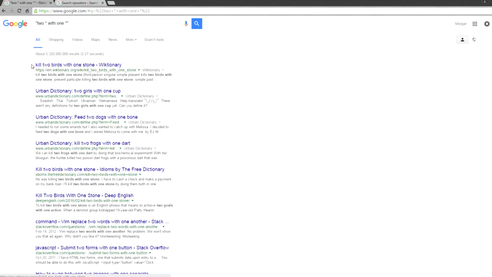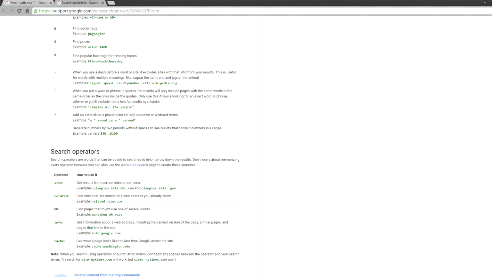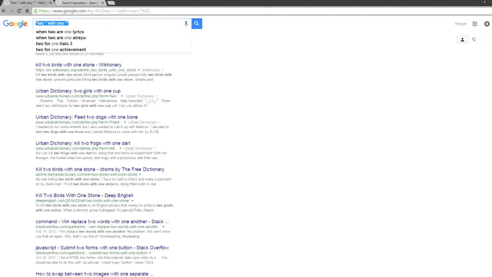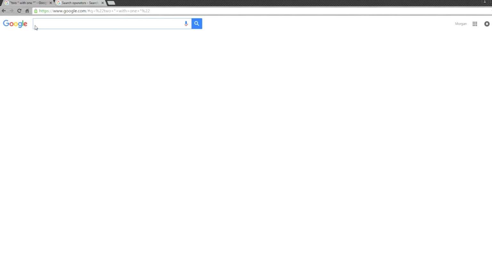It predicted it perfectly, actually. Two birds with one stone. This is exactly what I was looking for. It predicted what I was looking for, where the asterisks went in this phrase. And so we got the exact idiom, the phrase that we were looking for. Google perfectly predicted it.